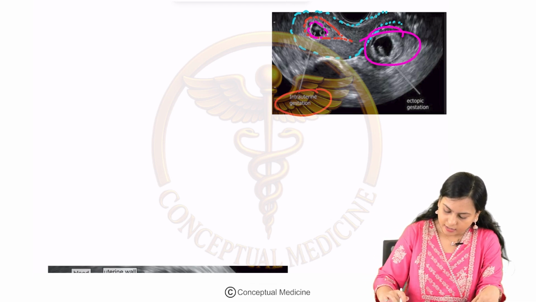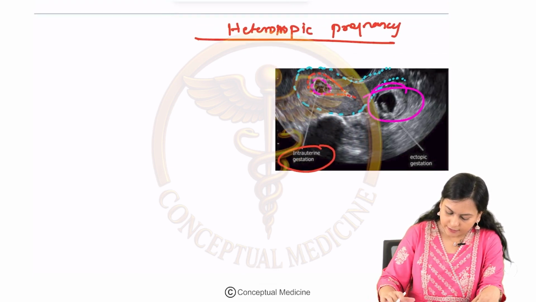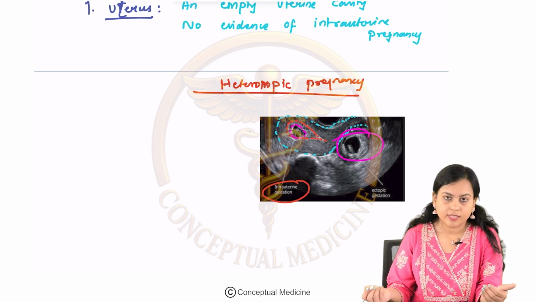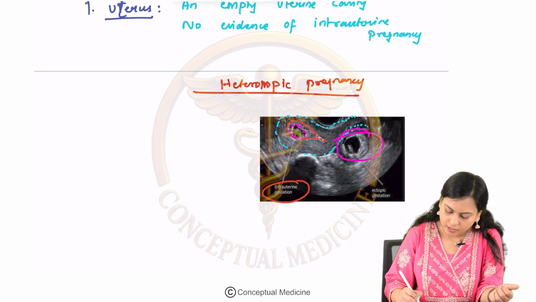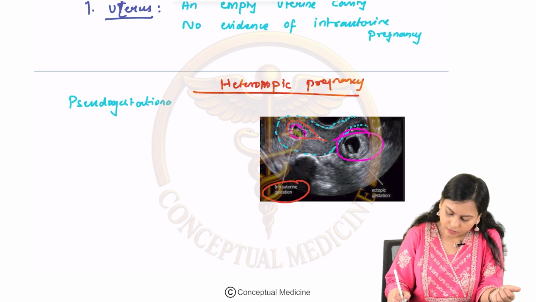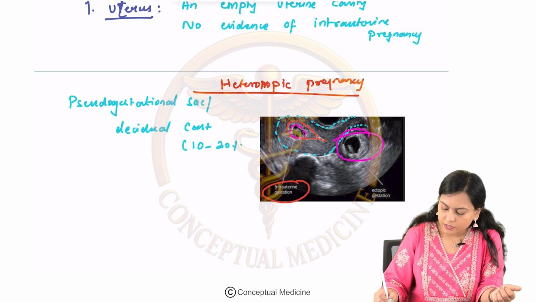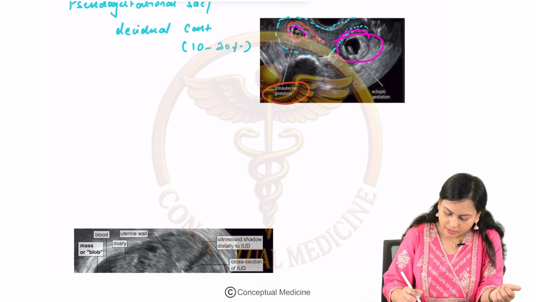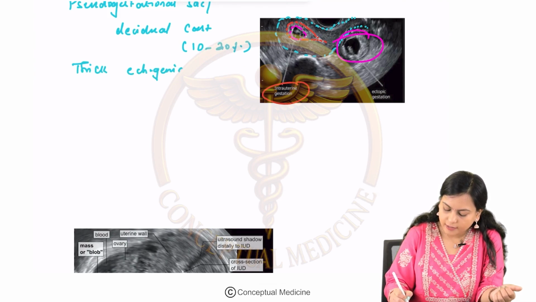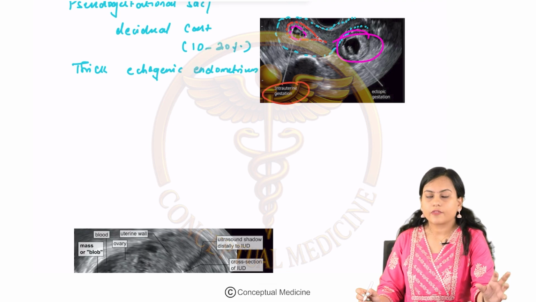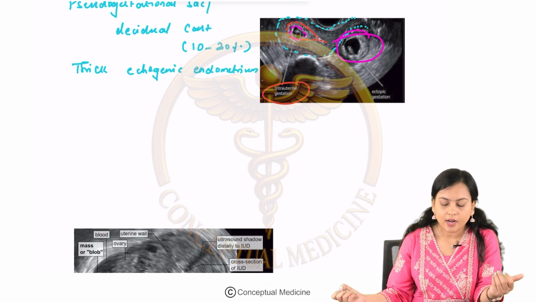Clear? And you can also have a pseudo-gestational sac or a decidual cast. Sometimes a pseudo-gestational sac or decidual cast can be seen, and this can be seen in 10 to 20% of the cases. Another finding is that sometimes there can be a thick echogenic endometrium also. After checking all the findings of the uterus, remember to check the adnexa also.